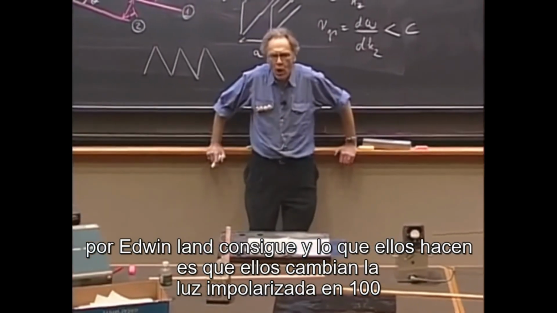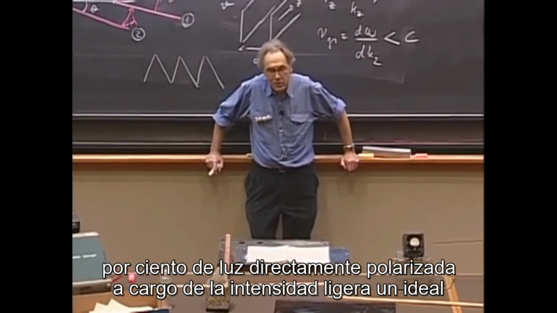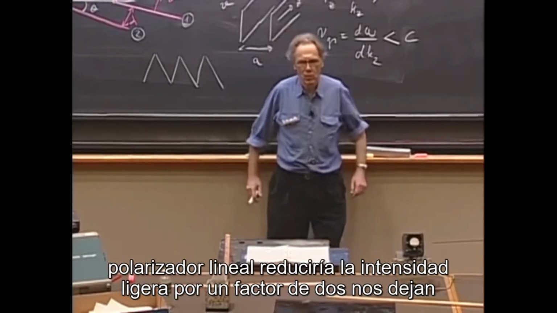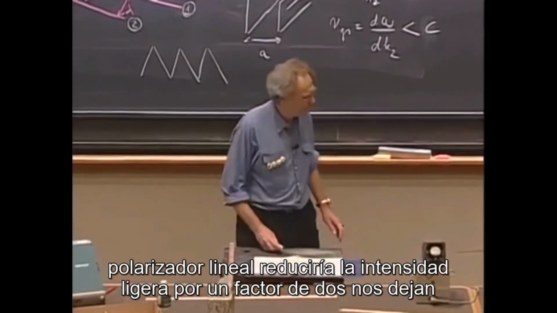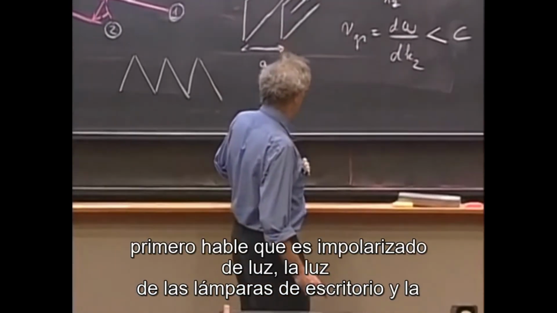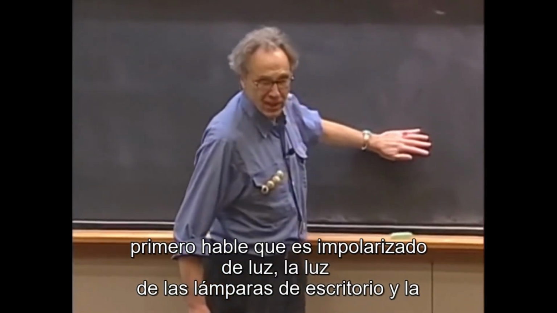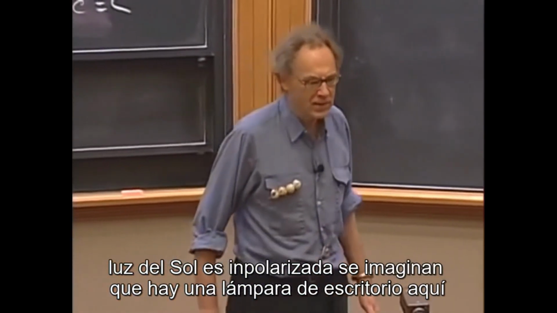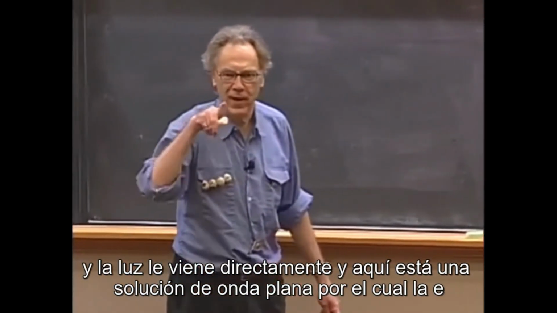And what they do is they change unpolarized light into 100% linearly polarized light at the expense of the light intensity. An ideal linear polarizer would reduce the light intensity by a factor of 2. Let us first discuss what is unpolarized light. The light from the desk lamps and the light from the sun is unpolarized.